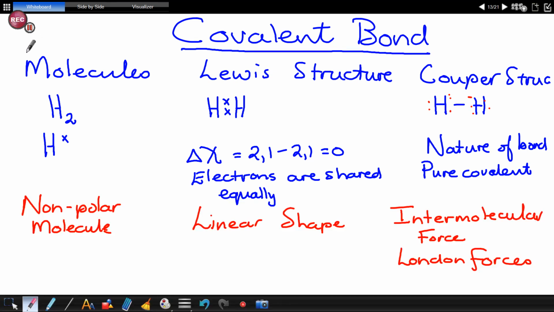So just to summarize, we must be able to write the formula of molecules, Lewis structures, Couper structures, determine the nature of the bond, see how the molecules share the electrons, identify the bond as pure covalent or polar covalent, identify the molecule as polar or non-polar, get the shape of the molecule, and identify the intermolecular forces between molecules.